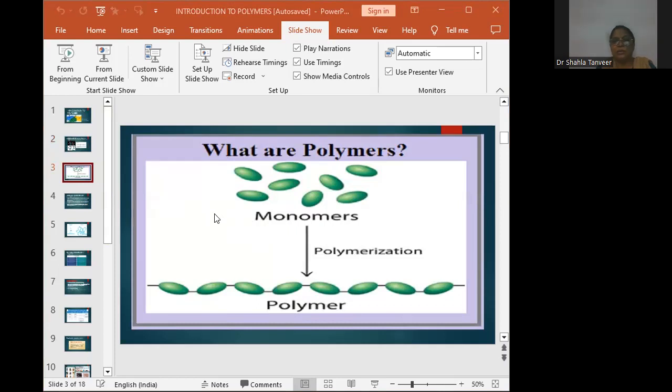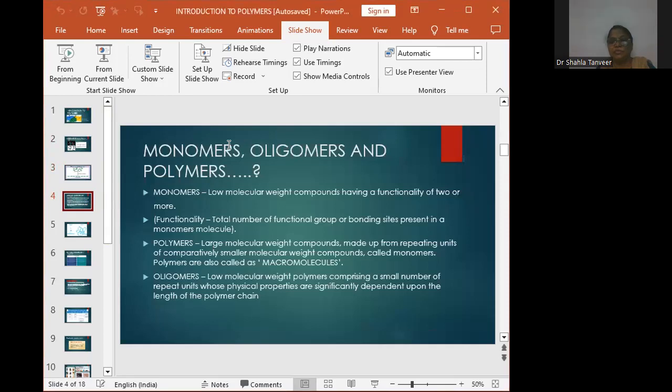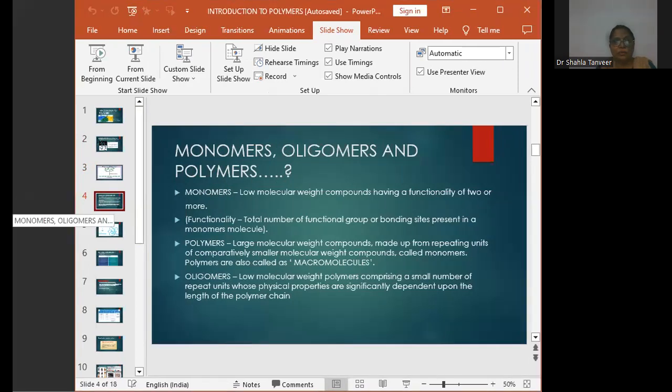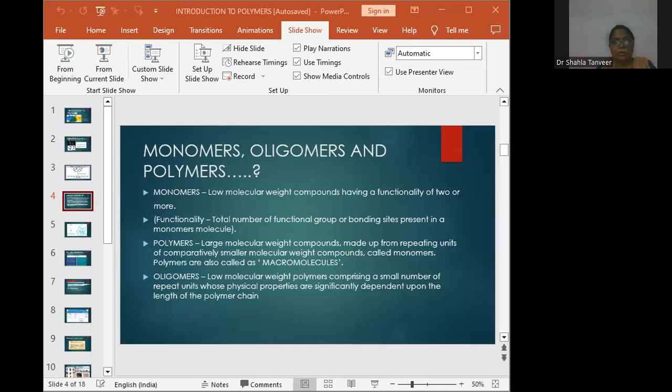Now, in the next slide, some terminology will be discussed, like monomers, oligomers, and polymers. Monomers are low molecular weight compounds in which two or more functionality will be present. Functionality is nothing but the total number of functional groups or bonding sites present in a molecule.